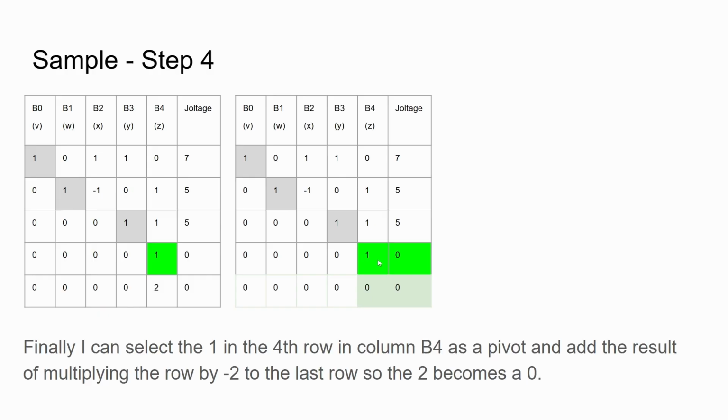And finally, in the last column, in addition, any rows with all zeros should be at the bottom, of course. It just flows. But here I pick this as a pivot, and I subtract it from this. Subtract 2 times this row from this, gives me all zeros.